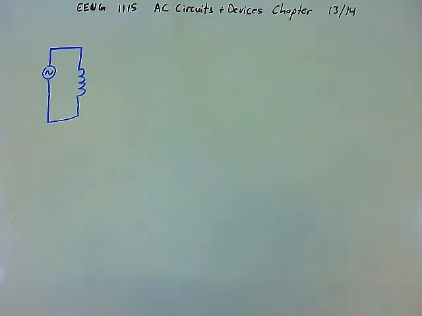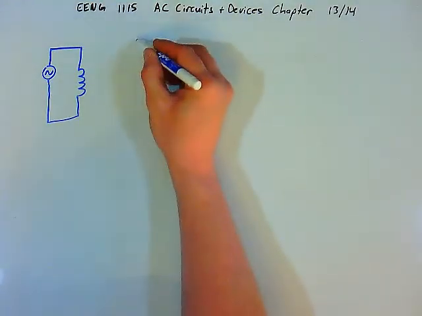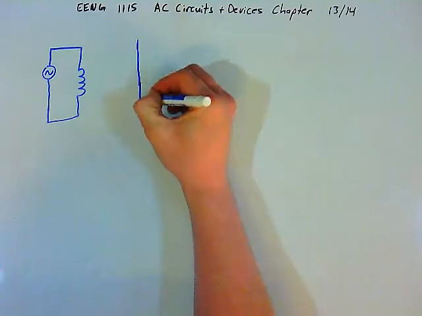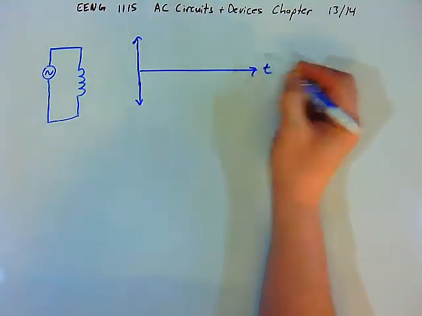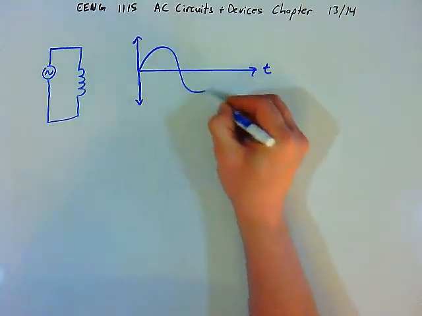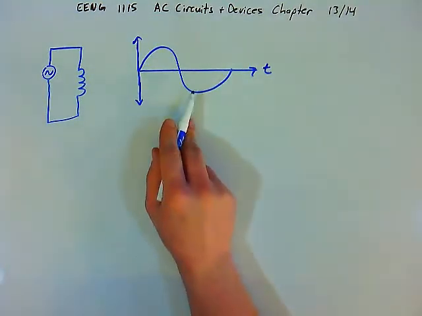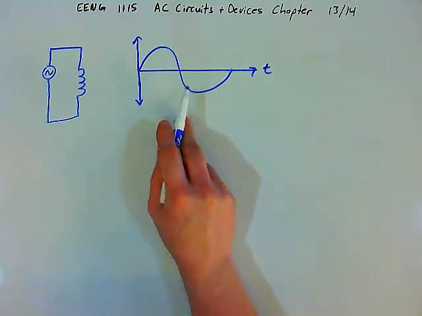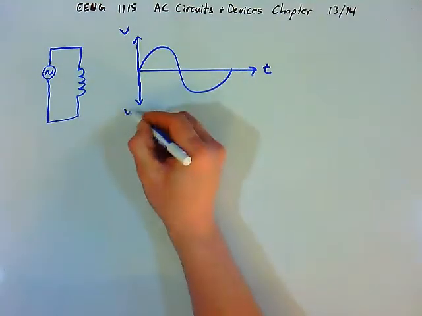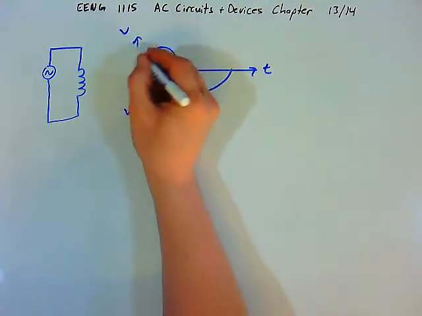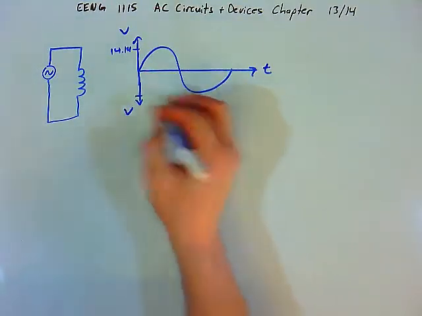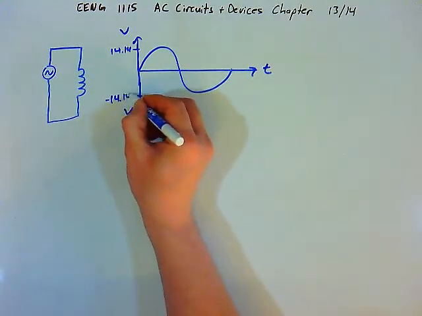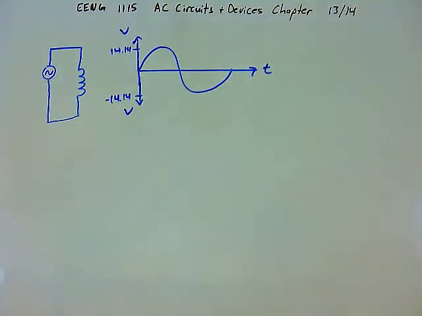Okay, let's add some numbers to our circuit. Now let's say that we have a voltage, and I'll do the voltage in blue, and the voltage is a sine wave, and again that's representing the rotating vector, the coil rotating in the magnetic field. And so let's say that we have a maximum voltage of 14.14 volts, and the minimum is negative 14.14 volts. And so those are the peak values.